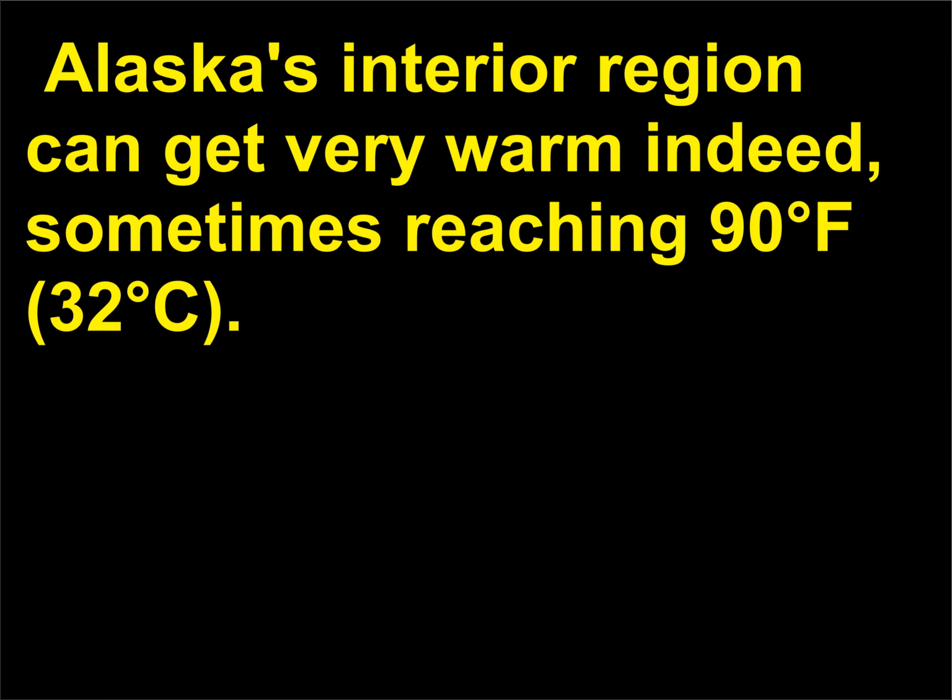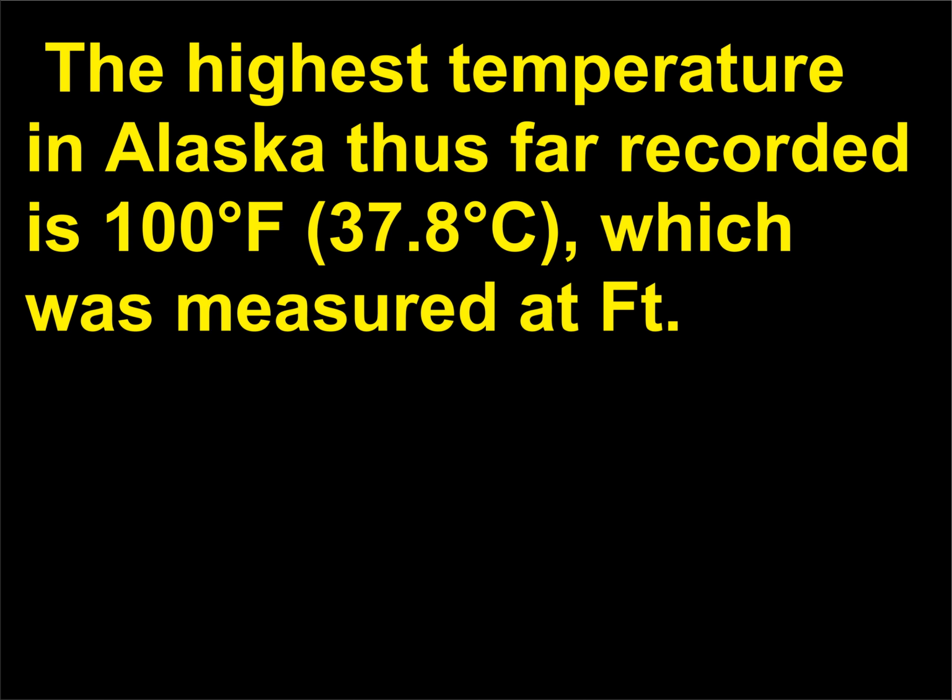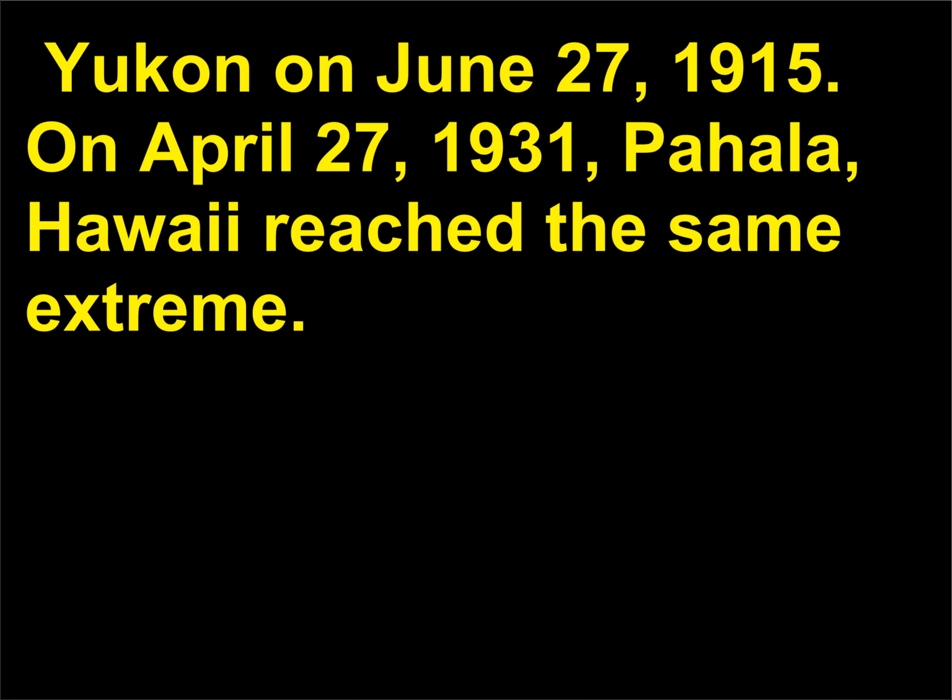Alaska's interior region can get very warm indeed, sometimes reaching 90 degrees Fahrenheit, 32 degrees Celsius. The highest temperature in Alaska thus far recorded is 100 degrees Fahrenheit, 37.8 degrees Celsius, which was measured at Ft. Yukon on June 27, 1915. On April 27, 1931, Pahala, Hawaii reached the same extreme.